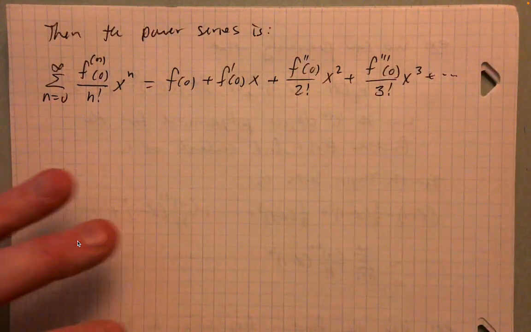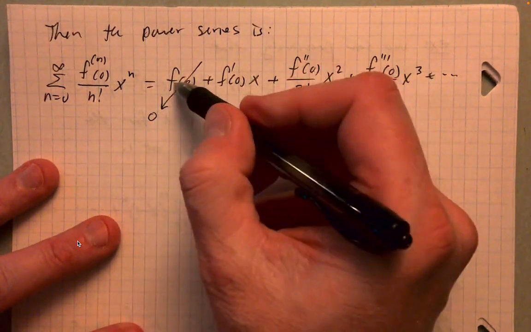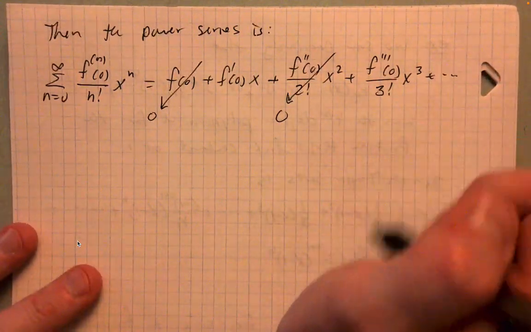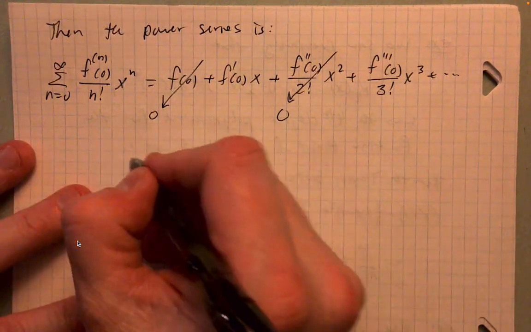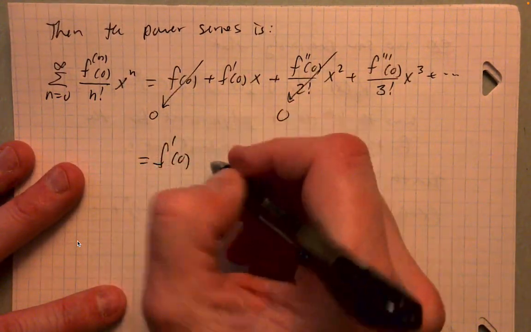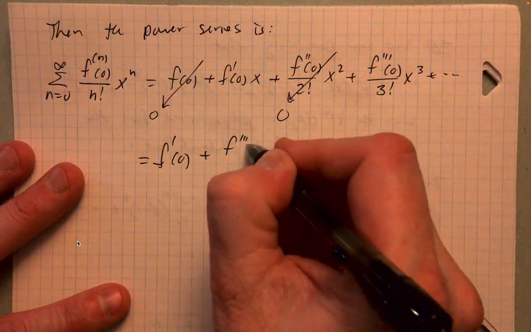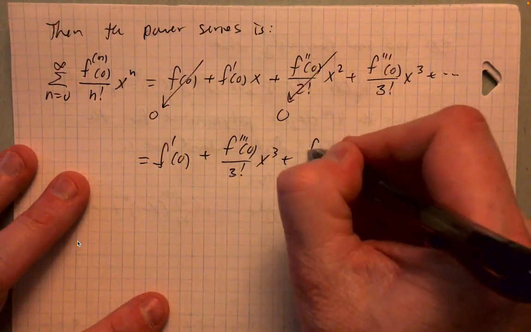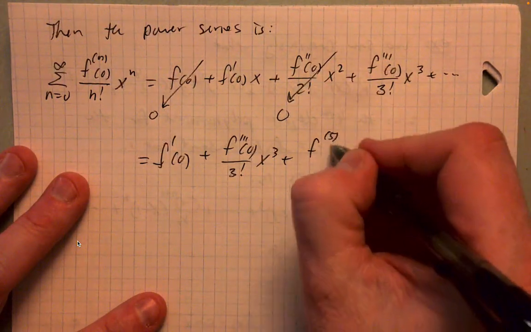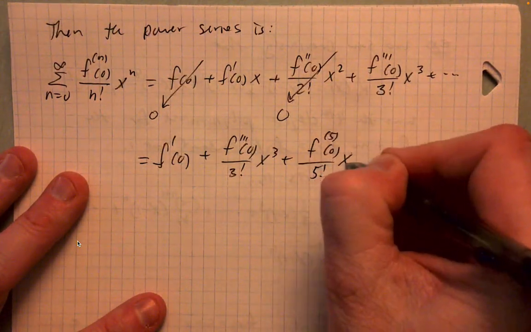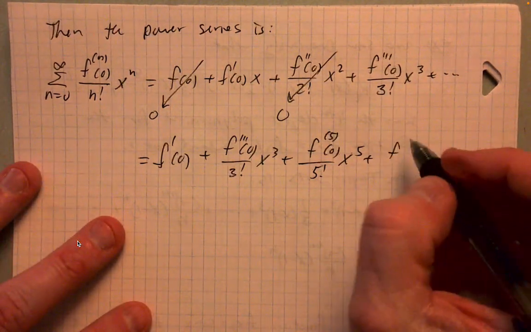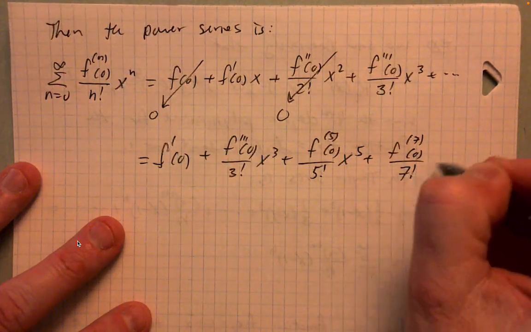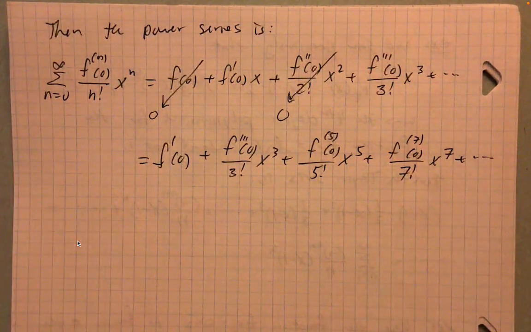And so a couple of things to notice here is that this is going to be 0 because that coefficient will be zero. This is also going to be zero. The fourth degree term will also be zero. And so what we're really left with here is f prime of zero plus f triple prime of zero over 3 factorial x cubed plus, now we know that the fifth degree term will be up in here as well, or sorry, not the fifth derivative, and so on, and you'll have the seventh as well. So it'll look like this.